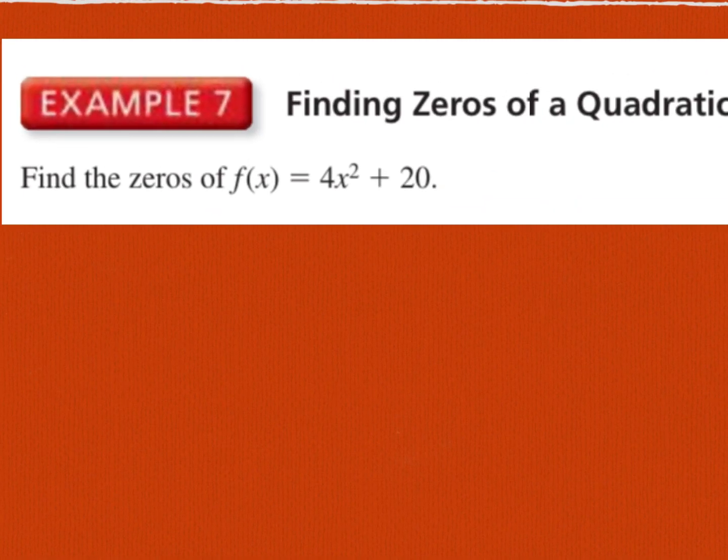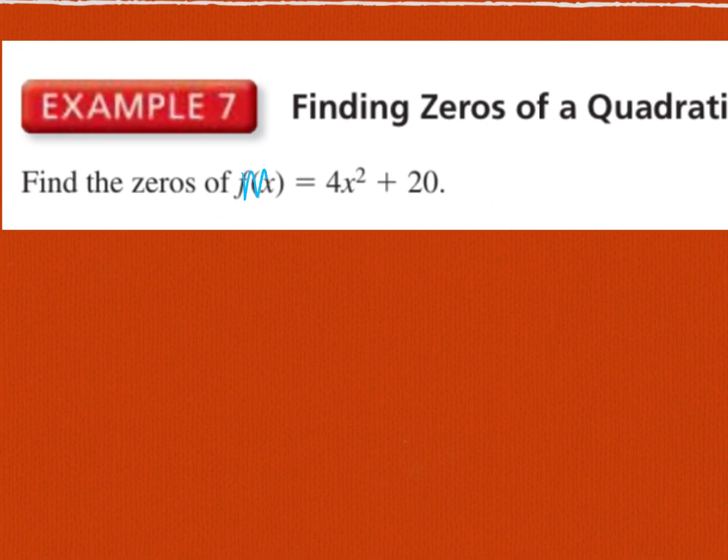For 7, we're doing the same thing. When it says find the zeros, we just make the f of x 0. Or if it's y, we make that 0. In the other equations on the last page, they were already equations. We didn't have to do anything. But if you ever see an f of x, just make it 0 when it says to find the zeros.